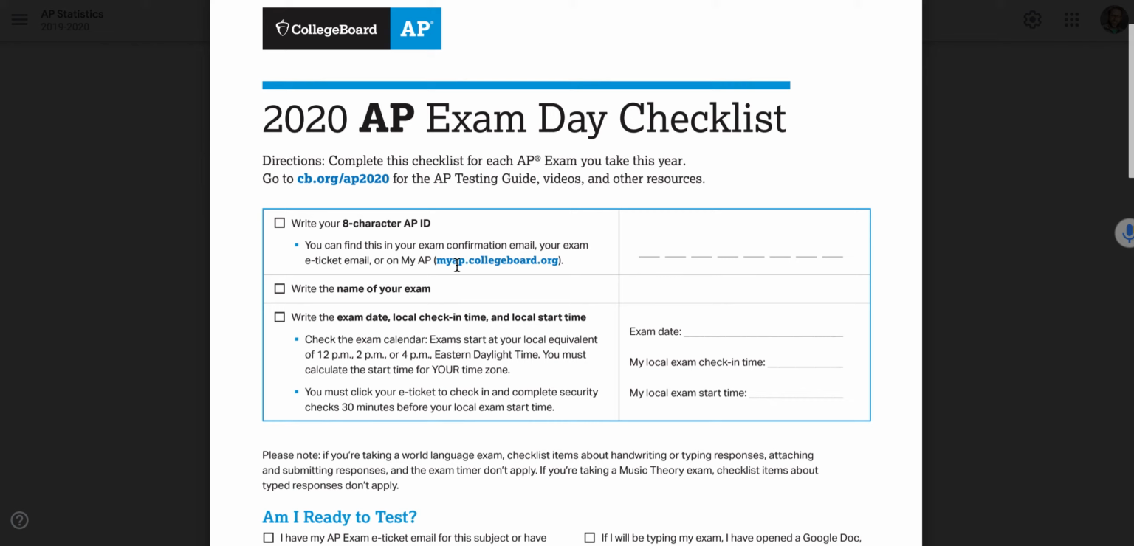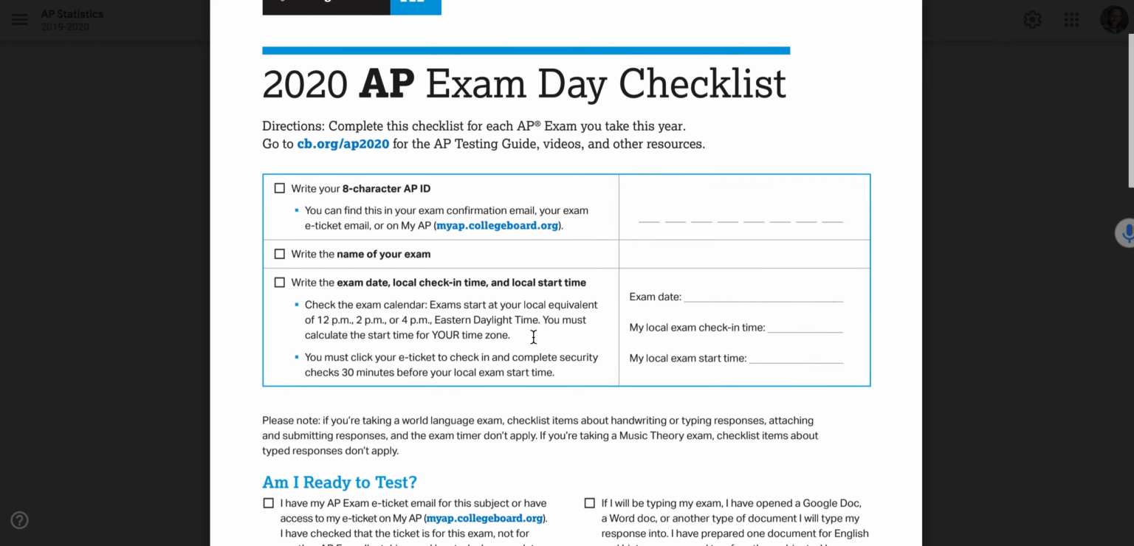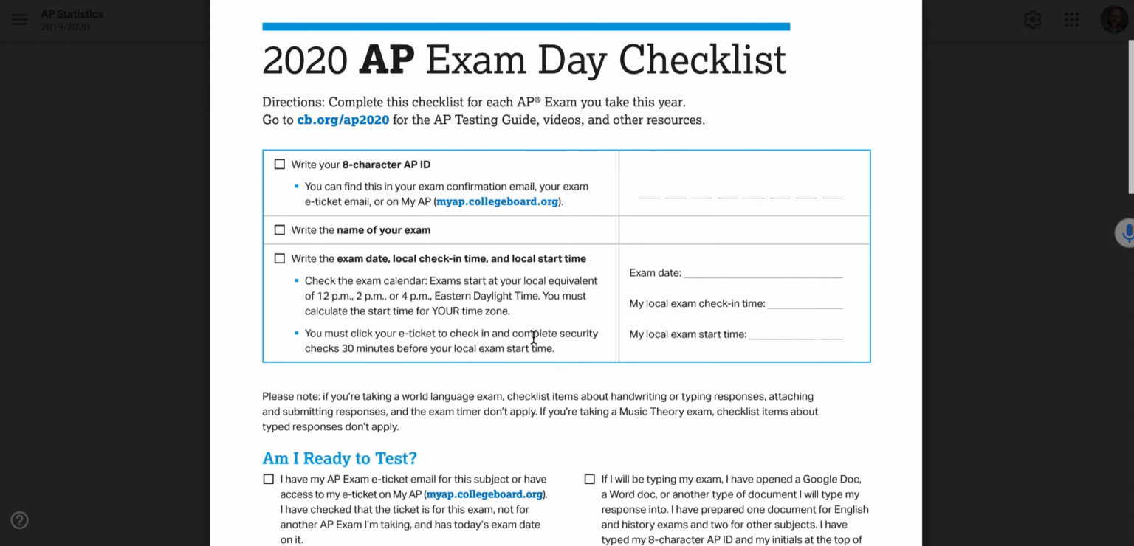So I'd suggest going there to find it. It's going to be a compilation of letters and numbers. Get that ahead of time. You will also get an email with this on May 20th, so you can also get it then. Still, get in there now. Just get it, and know that number ahead of time. It's just going to help you feel a little bit better.